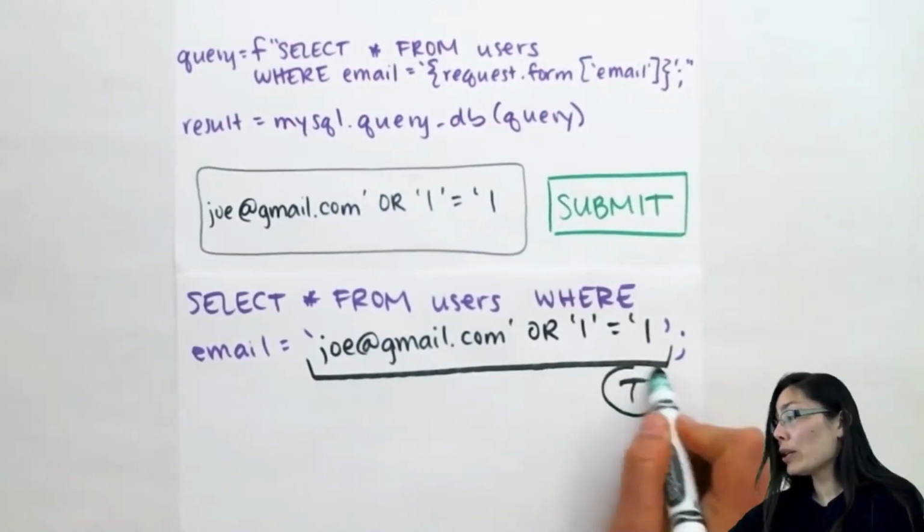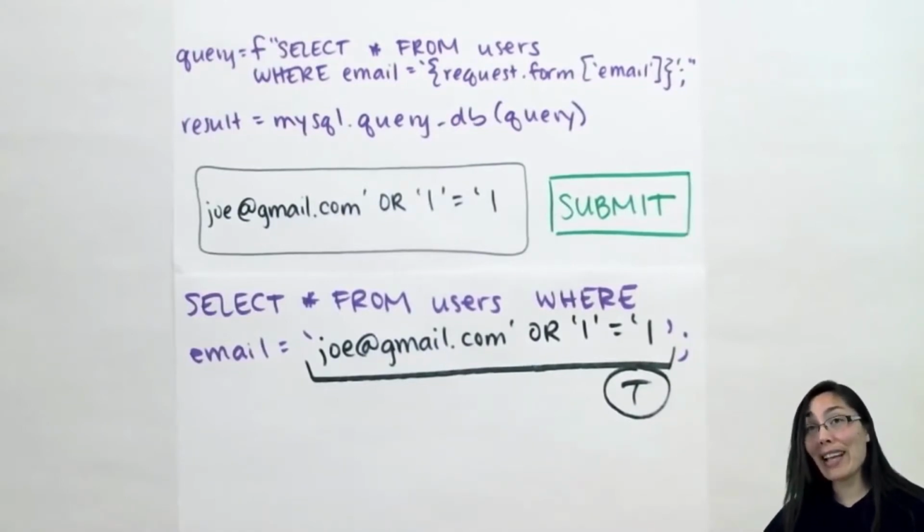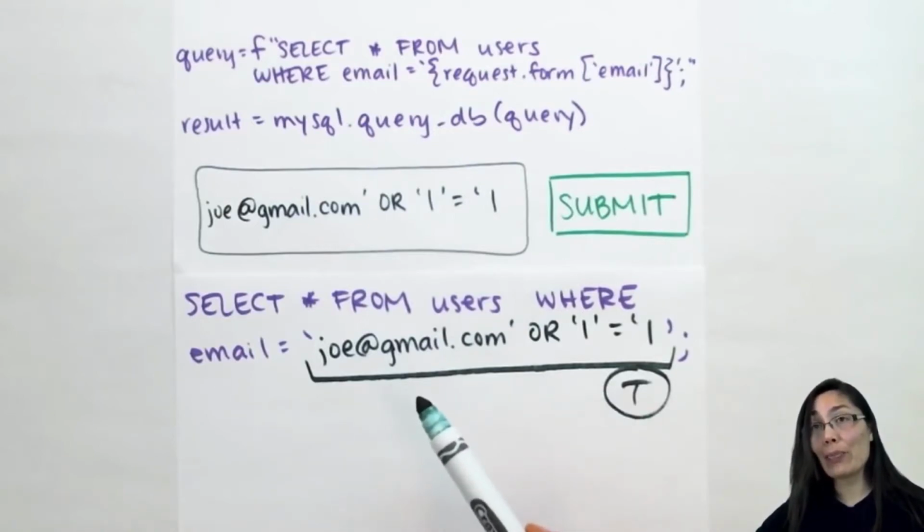And of course, 1 equals 1 will always be true. So now, as we go through all of our users in our users table, we're going to be saying, hey, for this user, does 1 equal 1? Well, yeah, 1 equals 1 no matter who you are. So now this is going to be returning all of the users instead of just the one that you intended.